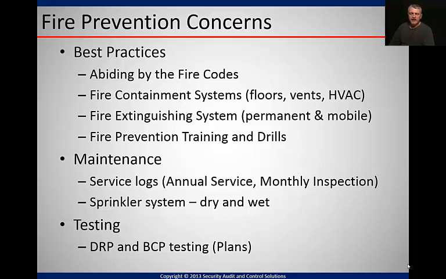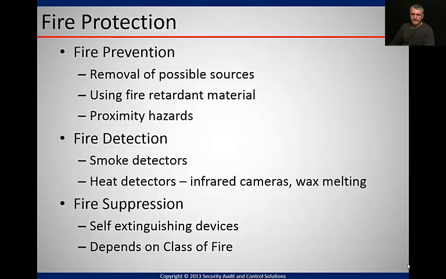There are different types of fire extinguishing systems, such as permanent and mobile, and also part of the best practices, fire prevention training and drills should be done often. Maintenance, we should have service logs, annual service of these permanent or mobile devices, and also monthly inspection. Sprinkler system, we can have wet and dry, which we'll look at. And then also part of the best practices, testing should be part of the DRP and BCP.